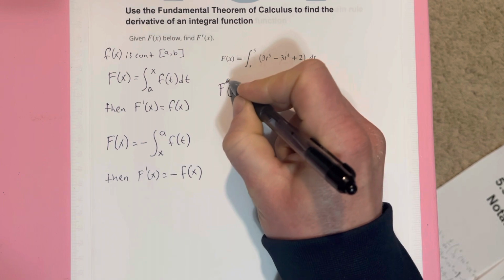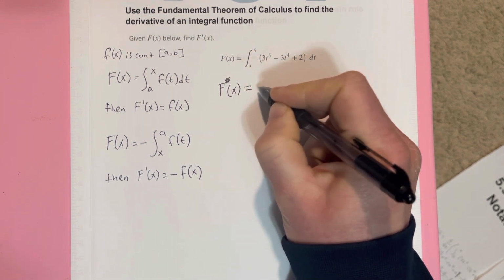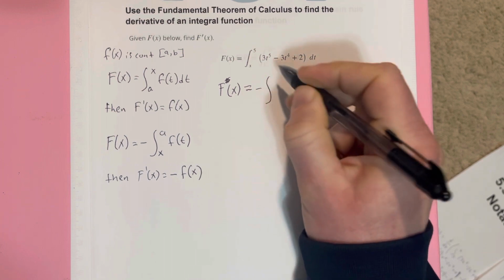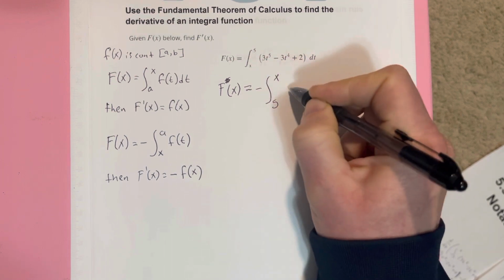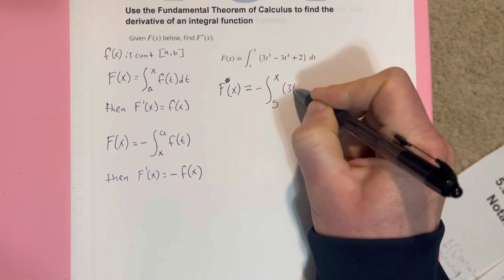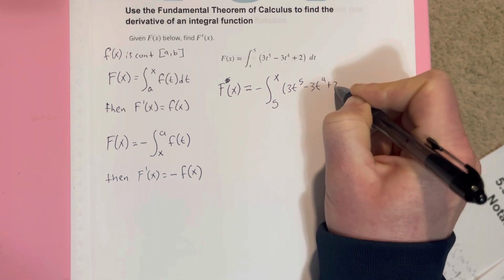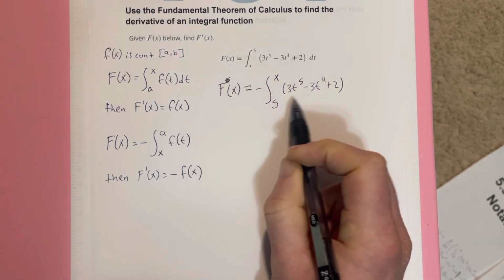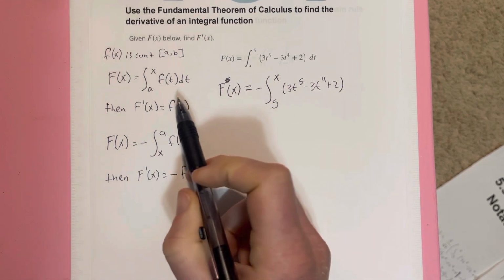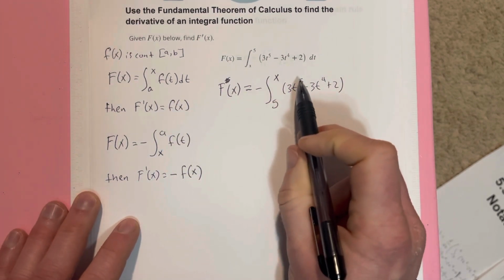So before I write F prime of x, let's just say F of x. We're going to flop these by saying F of x is equal to negative integral from 5 to x of 3t to the 5th minus 3t to the 4th plus 2 still. Well, this part fits my formula here, so I end up with just f of x written here.